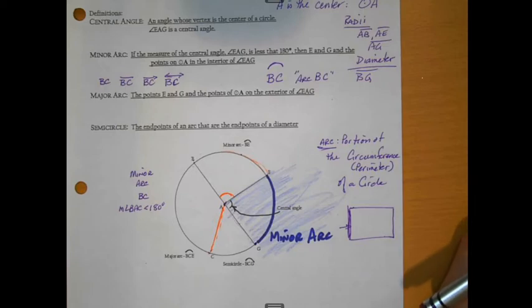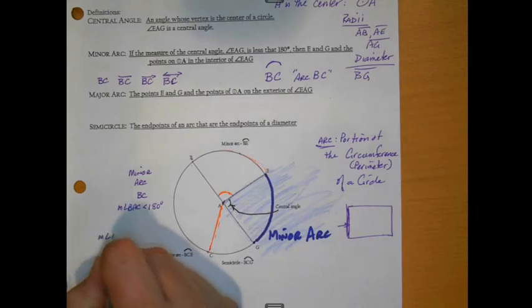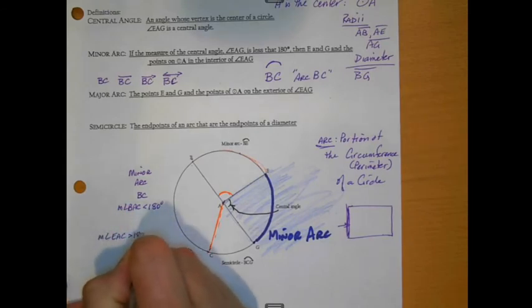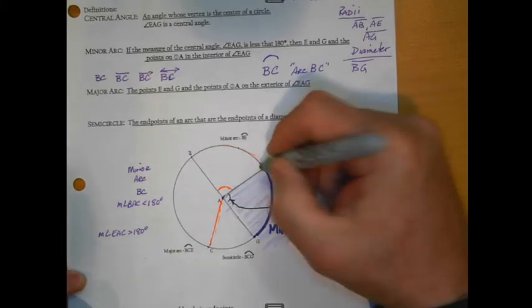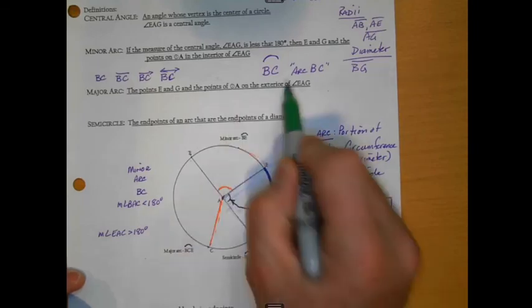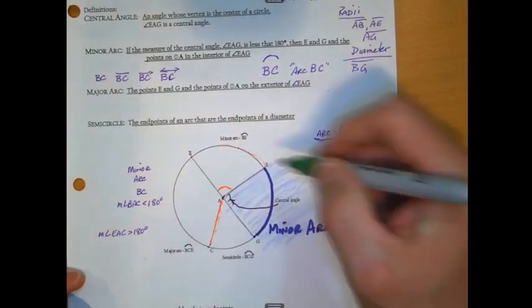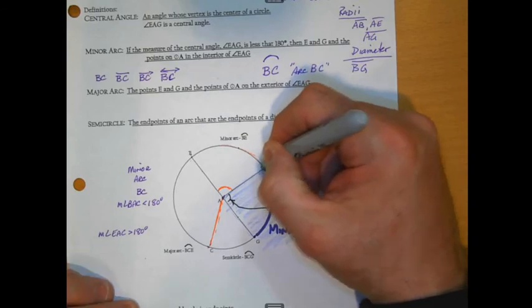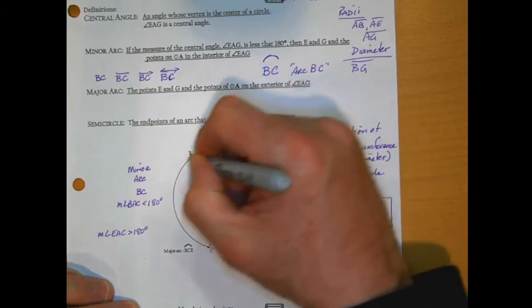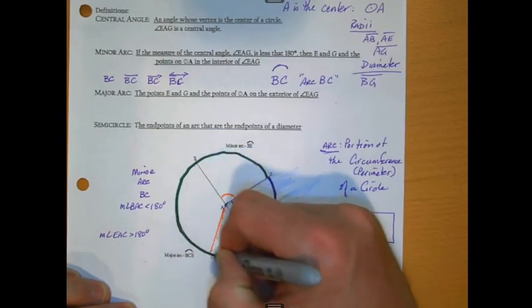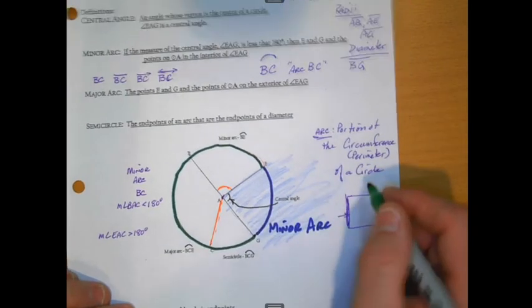exterior of EAG. So if the measure of EAG is greater than 180 degrees, then it's going to be a major arc. So where's the major arc? The major arc comes into play. We're going to look at the other one. So EAG, the arc, the points E and G and the points that are on the exterior. So everything that's not shaded blue is the exterior. So this, oh, my steady hand drawing backwards, is my major arc.